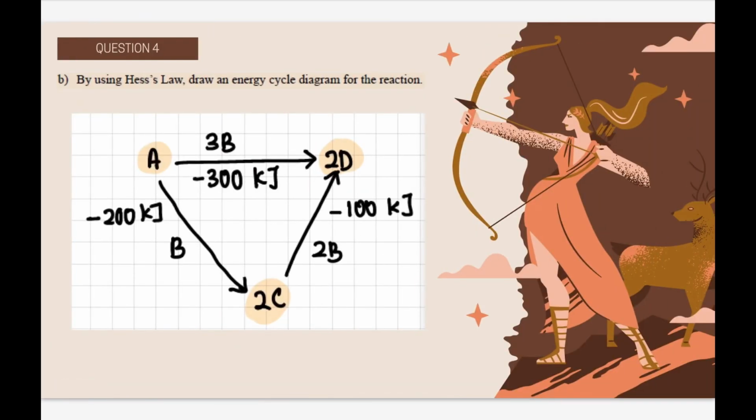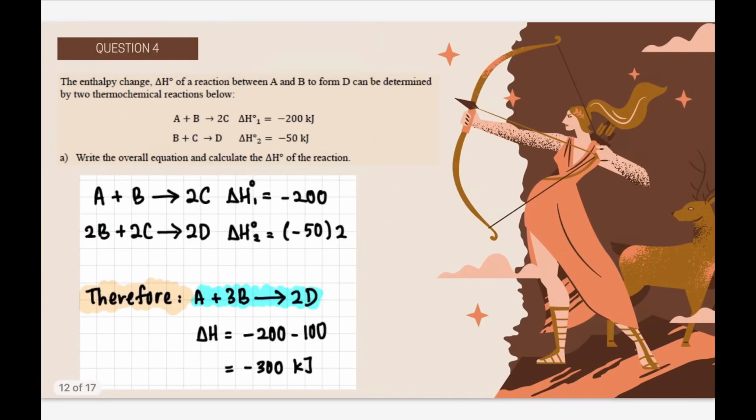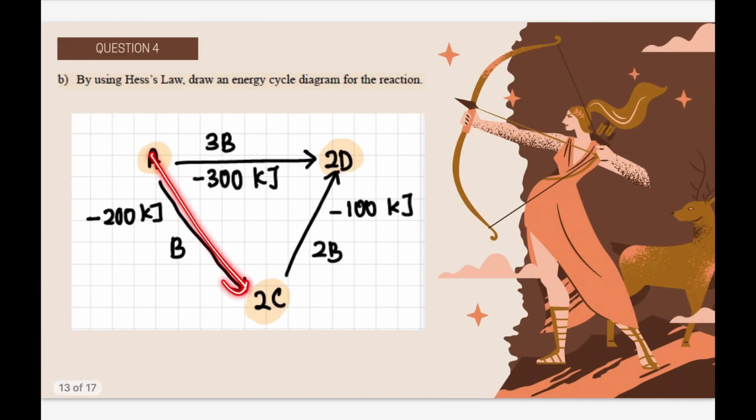By using Hess's law, draw an energy cycle for the reaction. Jadi tips dia di sini adalah A menghasilkan D tadi, kita tambah 3B. Dalam masa yang sama, selain daripada direct dapat 2D, dia juga boleh melalui dua proses ini tadi, yaitu first tambah B dulu, and then dari sana C pula tambah lagi 2B. This is the energy cycle method.